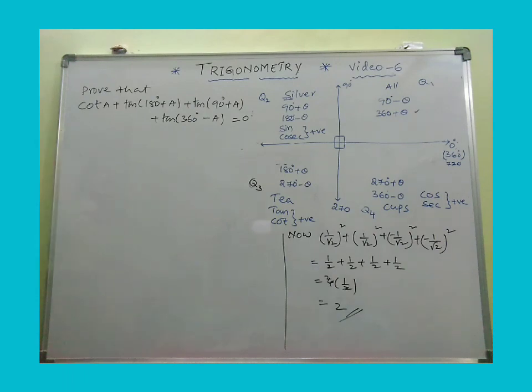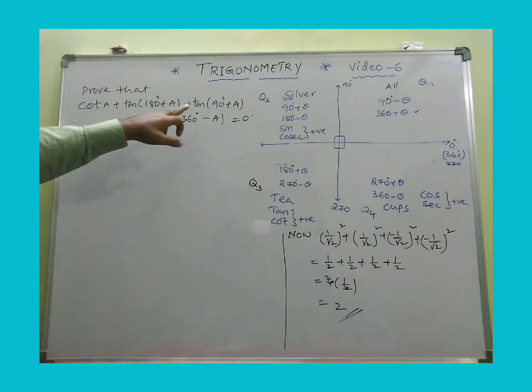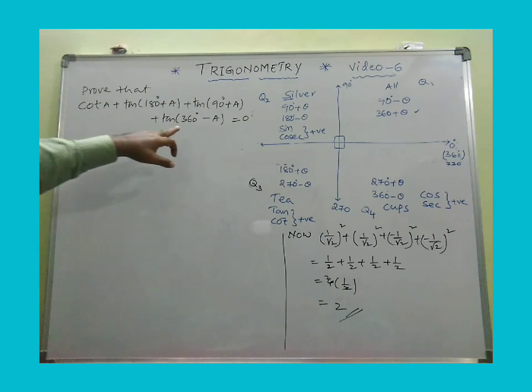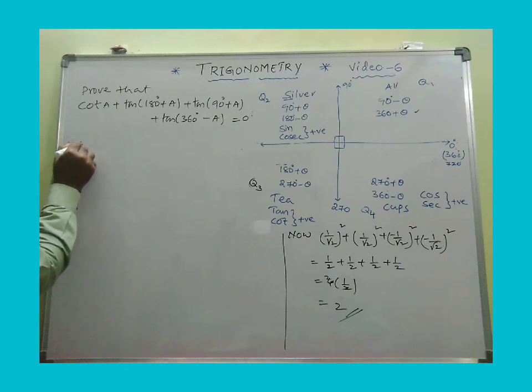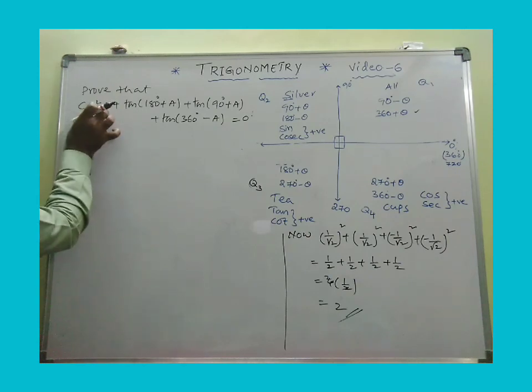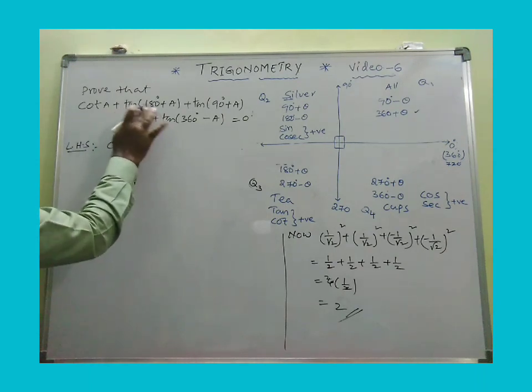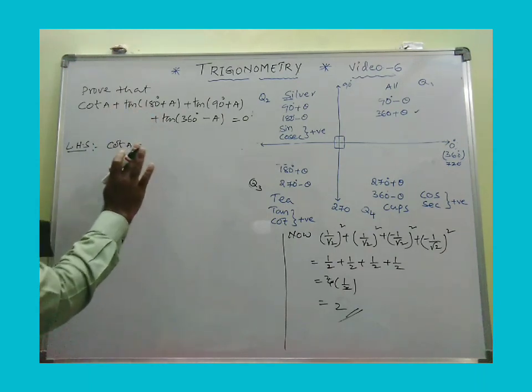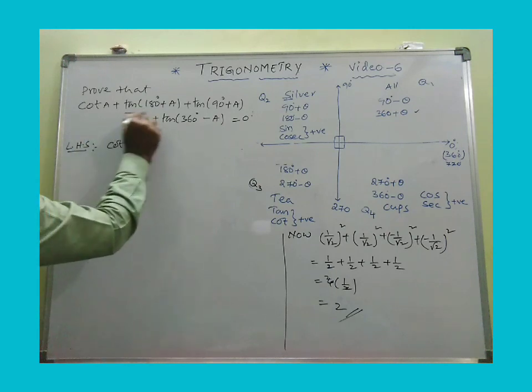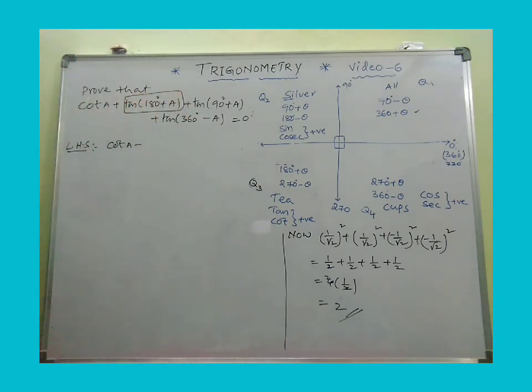Prove that cot A plus tan of 180 plus A plus tan of 90 plus A plus tan of 360 minus A is equal to 0. Coming directly to the problem, LHS: the first one is nothing but cot A. We don't know whether it is positive or negative, that's why it is better to first write minus. Now let me simplify this.